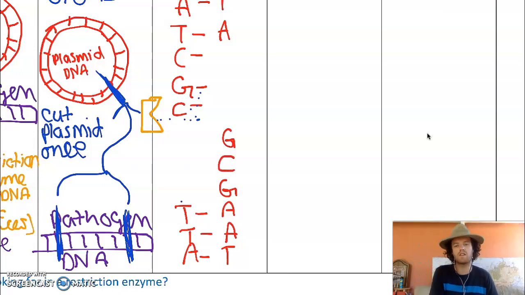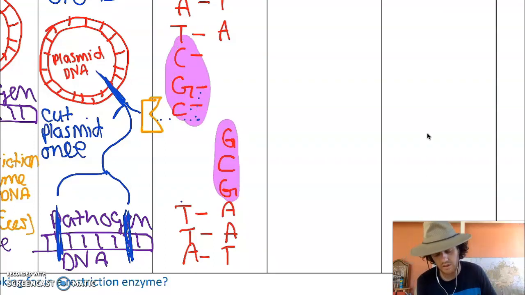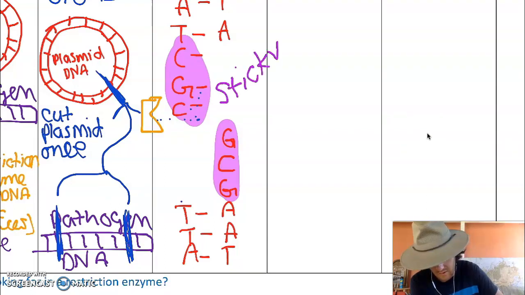You should also notice that on each side of where this cut was made, I now have 3 exposed bases that are not currently base pairing with any other nucleotides. What we call these exposed strands is sticky ends. Sticky ends.